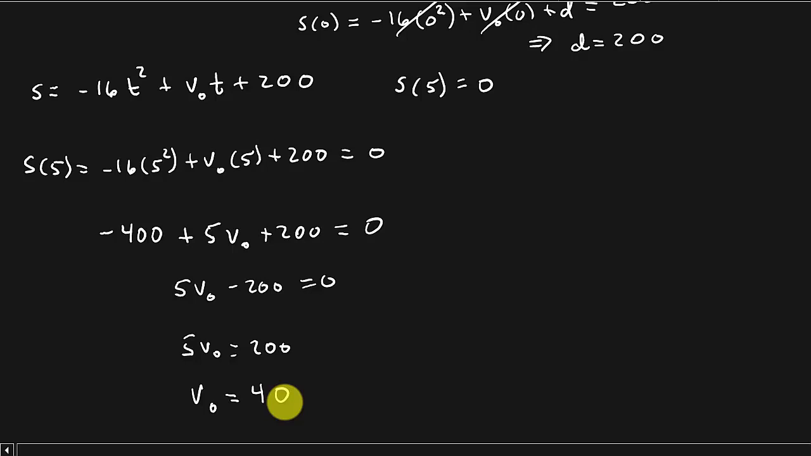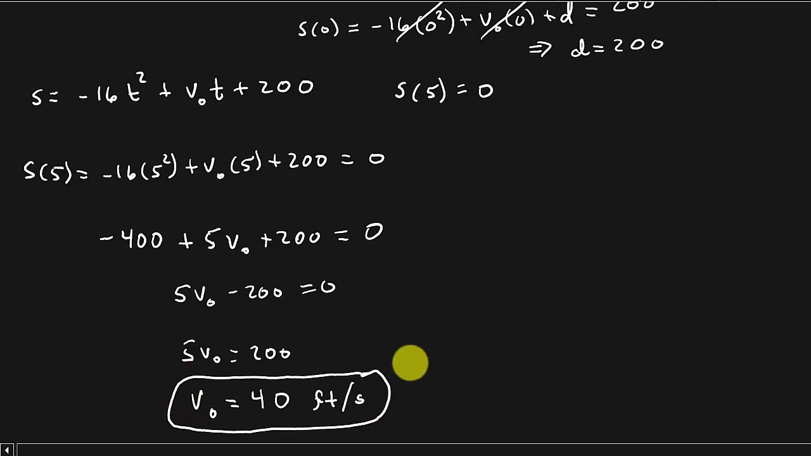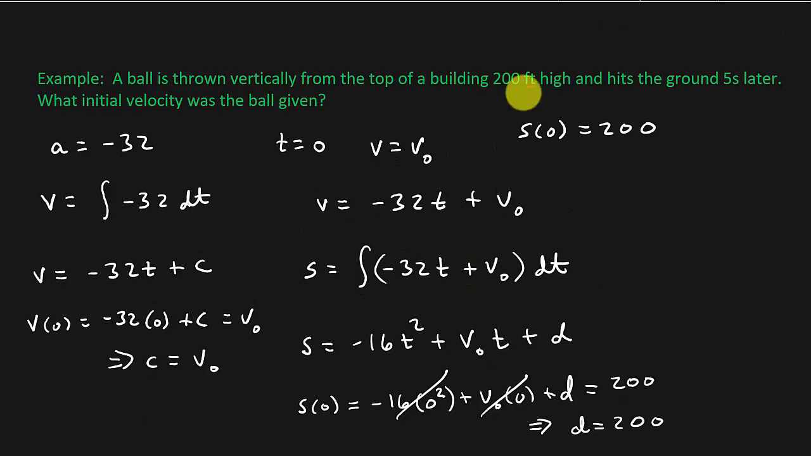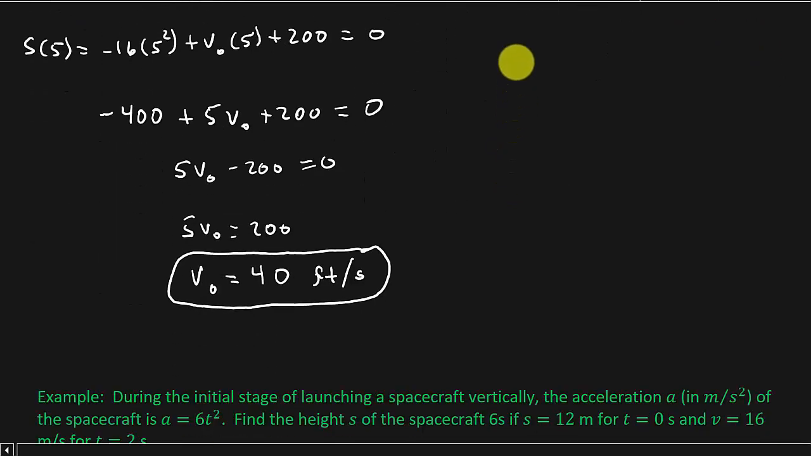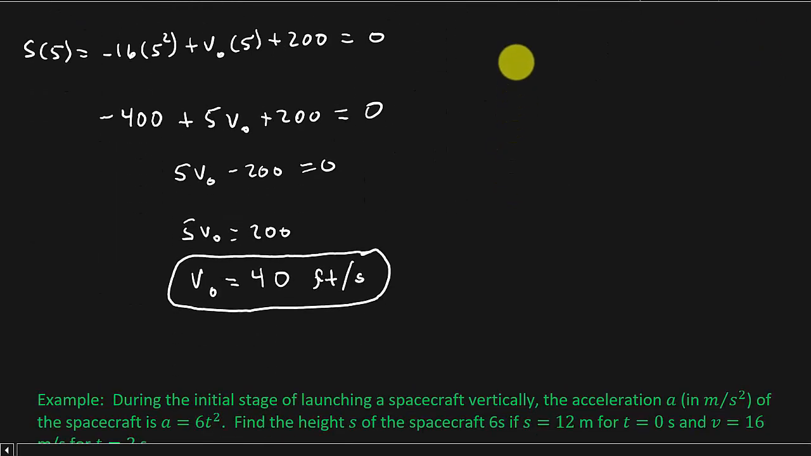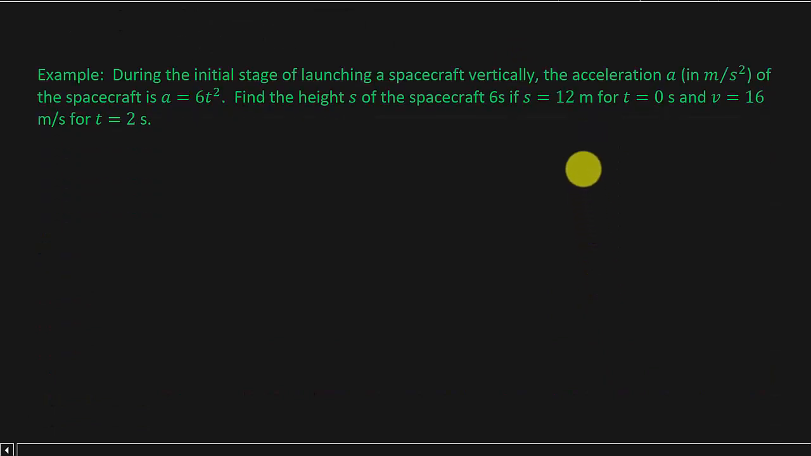And that's the initial velocity. So that's 40 feet per second. Let's see. Yeah, because see, we're in feet and seconds. All right. And so that's what they were wanting us to find in this problem, the initial velocity. All right, moving right along.